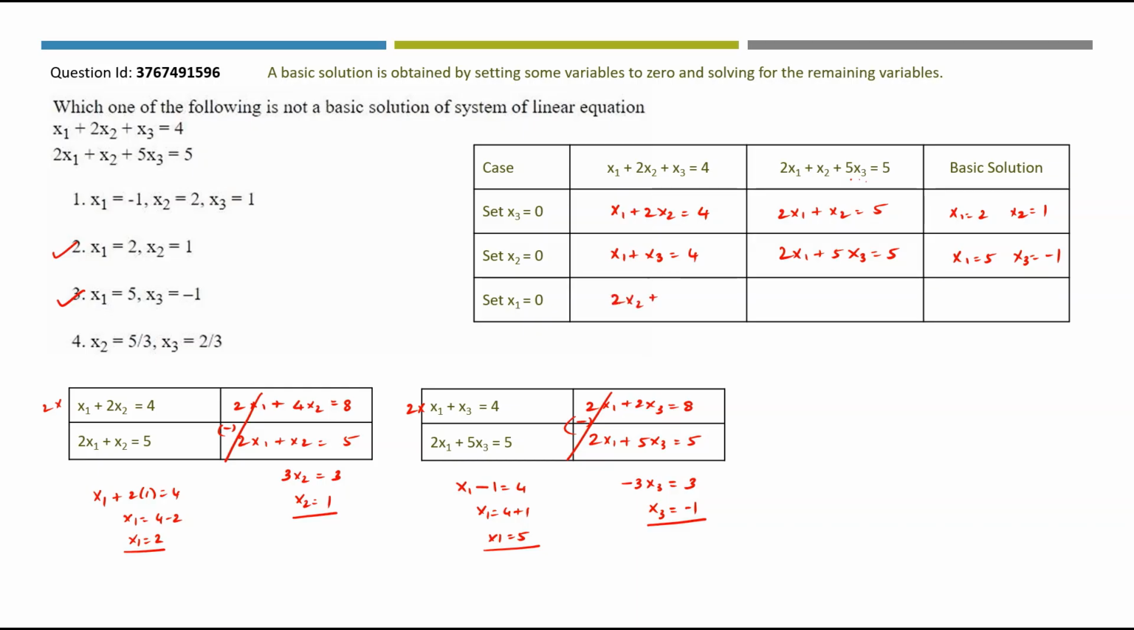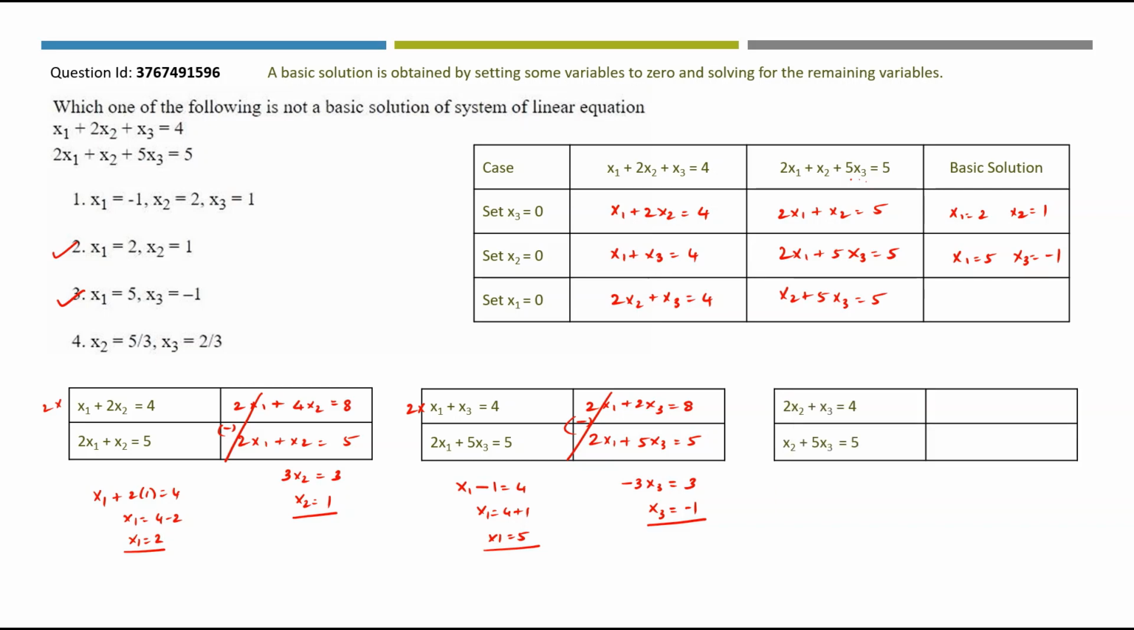So this will be 2x2 plus x3 which is equal to 4. Then x2 plus 5x3 which is equal to 5. Let's solve for these 2 equations. We can multiply this second equation by 2. So this will stay as it is. 2x2 plus x3 is equal to 4. 2 into x2 plus 2 into 5 will give 10x3, which is equal to 2 into 5 will give 10 here. Just go for subtraction.